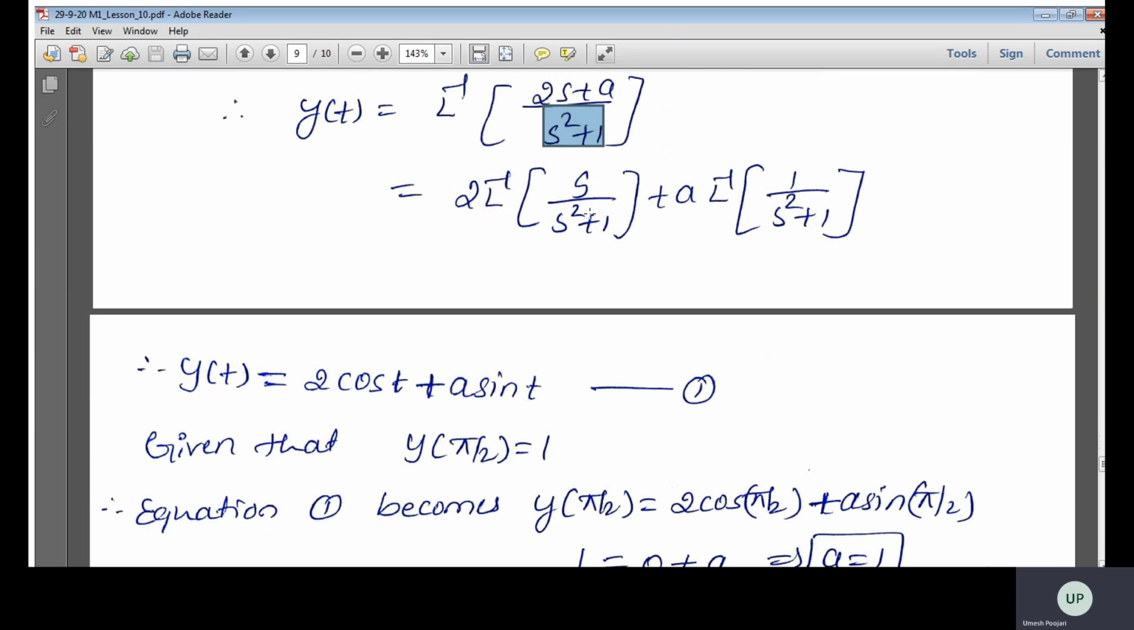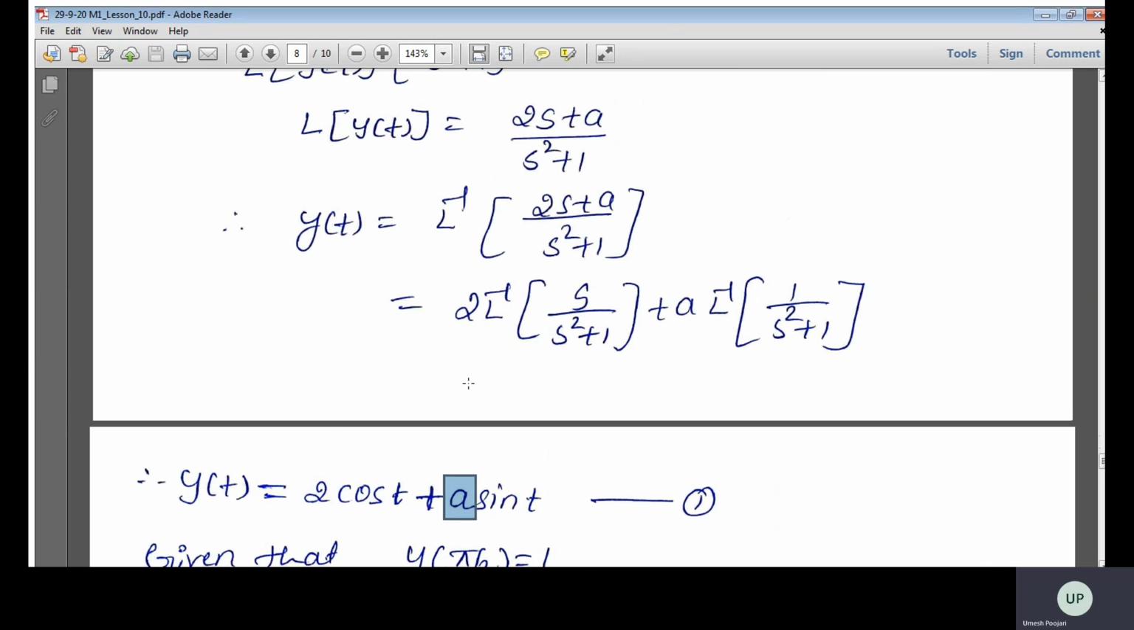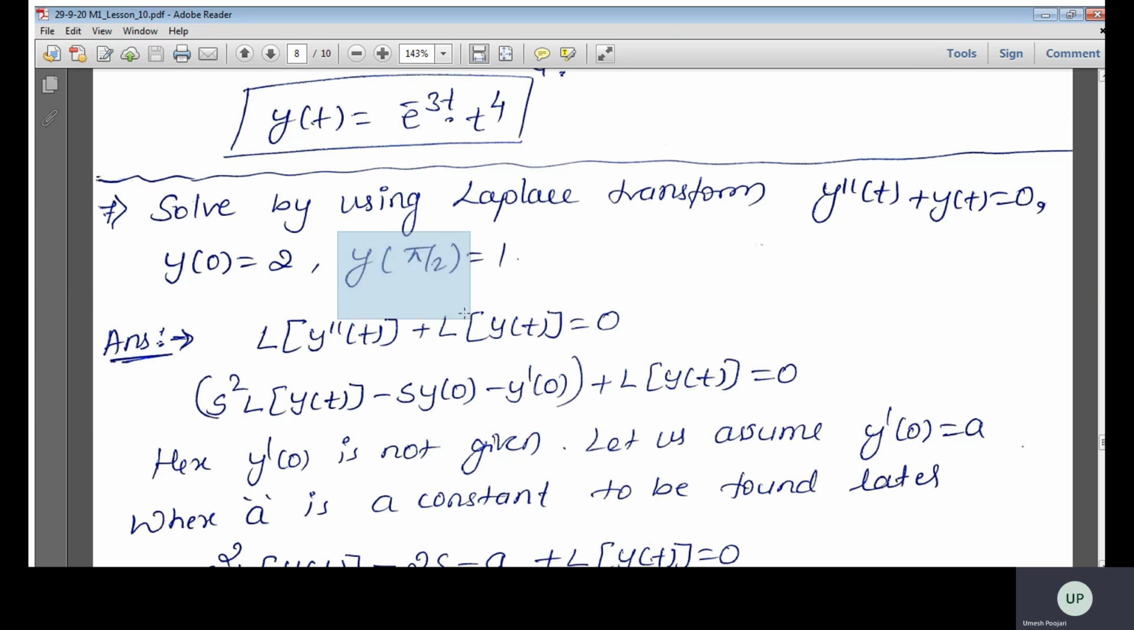So L inverse of s by (s² + 1) is cos t, plus a into L inverse of 1 by (s² + 1), which is sin t. Now we can find the value of a because we don't know it. This is our substitution. So we can find the value of a with the help of this second condition, y of pi by 2 equal to 1.